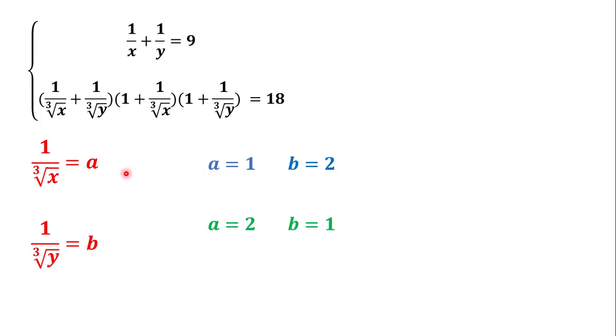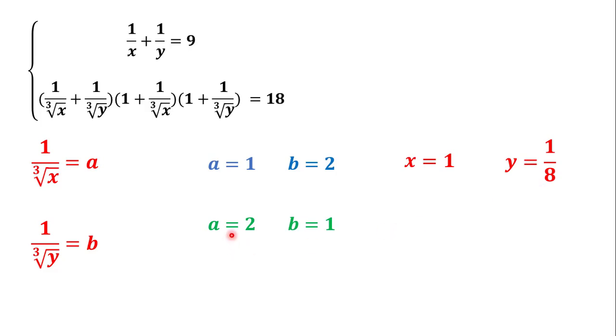Now we need to replace a by 1 and b by 2. 1 over cube root of x equals 1. To find the value of x, we need to raise both sides to the power 3. 1 over x becomes 1, so x becomes 1. Also, 1 over cube root of y equals 2, and by raising both sides to the power 3, we get 1 over y equals 8, so y becomes 1 over 8.